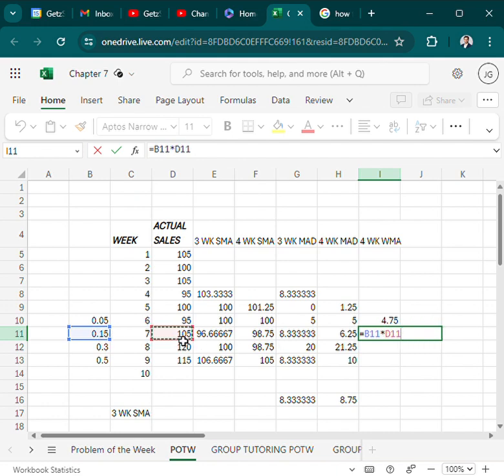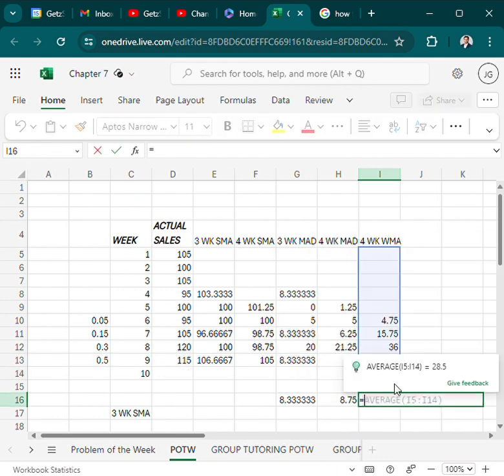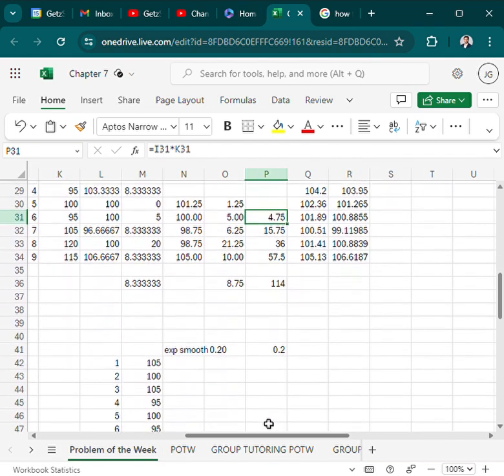0.15 times 105. And then we have 0.3 times 120. And then we have 0.5 times 115. All right, I'm going to do this. Take the average. We're going to get 28.5 as our average here.